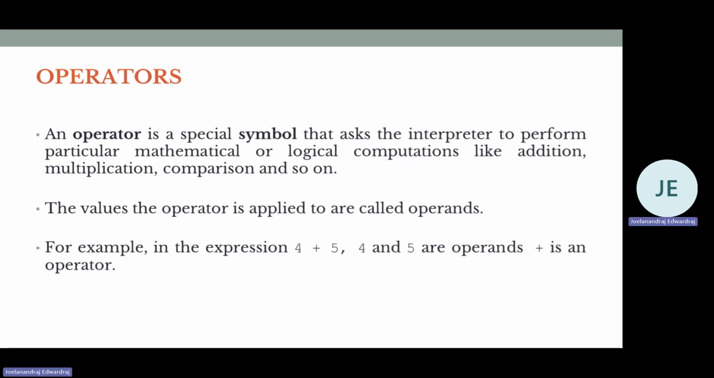So 4 and 5 are operands, and a symbol like plus here is an operator. Often an expression is composed of operands and operators. In the last lecture we saw about expressions. What is meant by an expression?